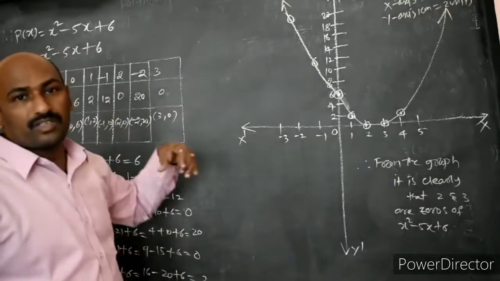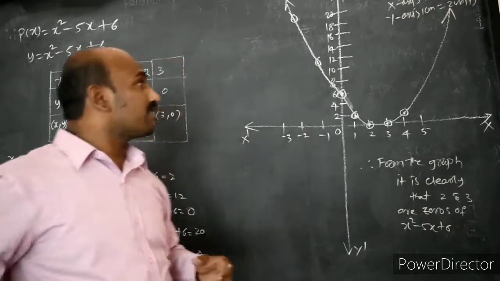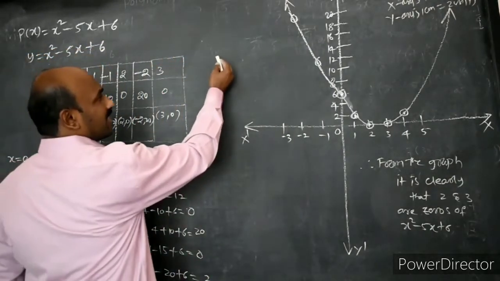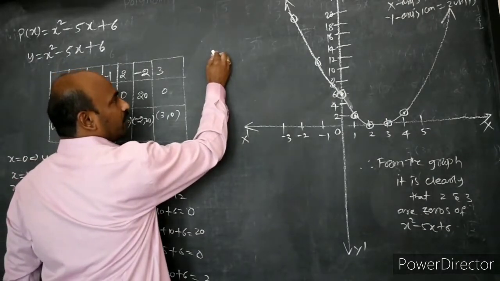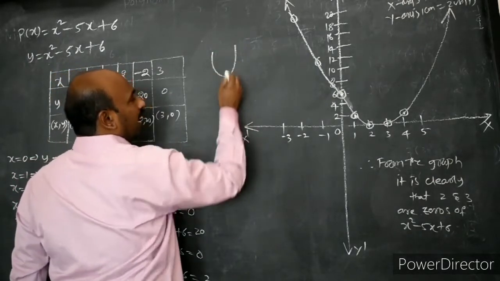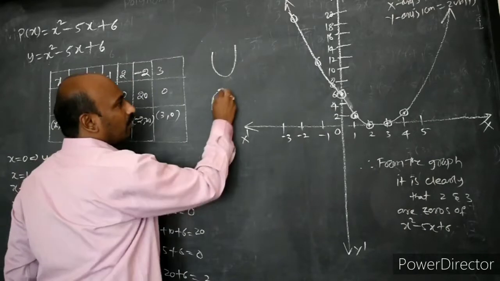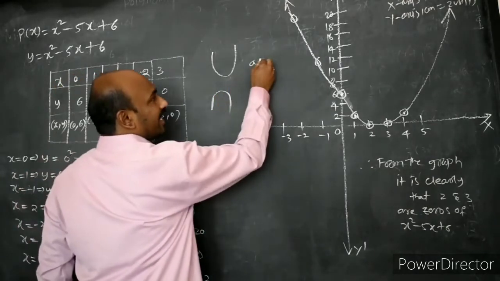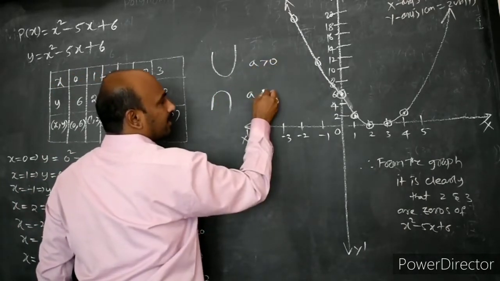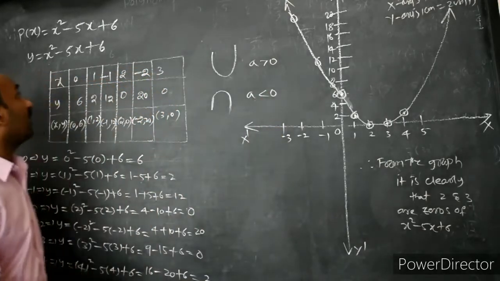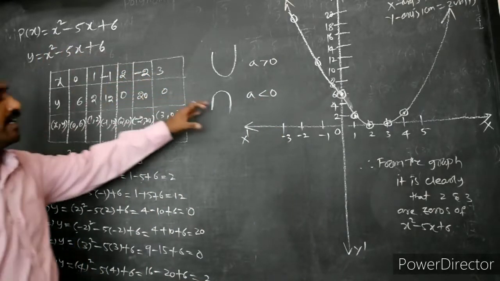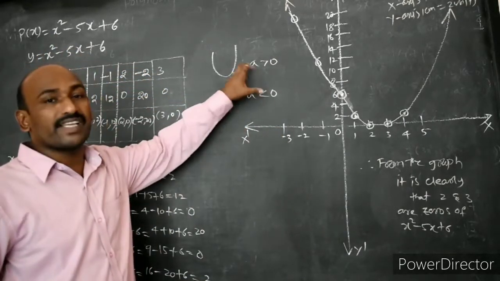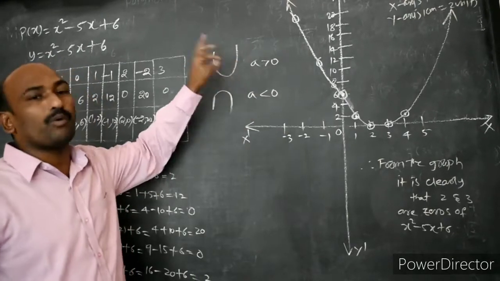This is a very important question, they can ask it in 4 marks questions. Basically the quadratic curve is in a U shape, either open upwards or open downwards, based on a is greater than 0 or a is less than 0. If the coefficient of x square is negative, then you will get a curve that opens downwards. If the coefficient of x square is positive, then it opens upwards.